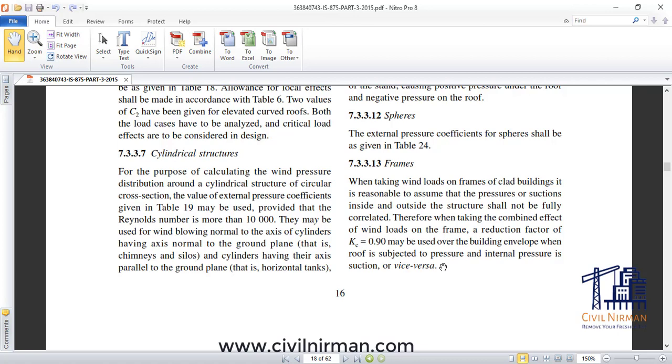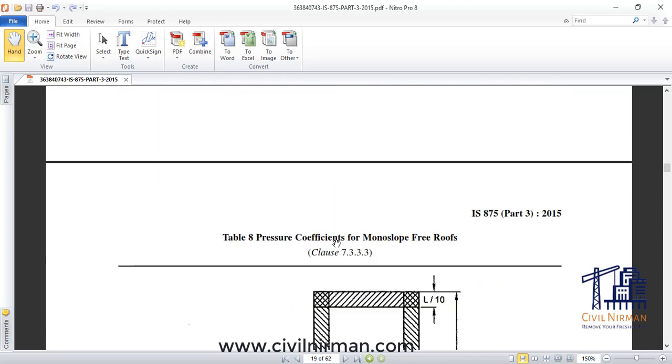When taking the wind loads on frames of clad buildings, it is reasonable to assume that the pressure or suction inside and outside the structure shall not be fully correlated. Either you can have the pressure part or the suction part. So in most of the pre-engineering building structures where we have roof sheeting, you have this pressure and suction. So that's the reduction factor specified over here in terms of KC. It is specified as 0.9.